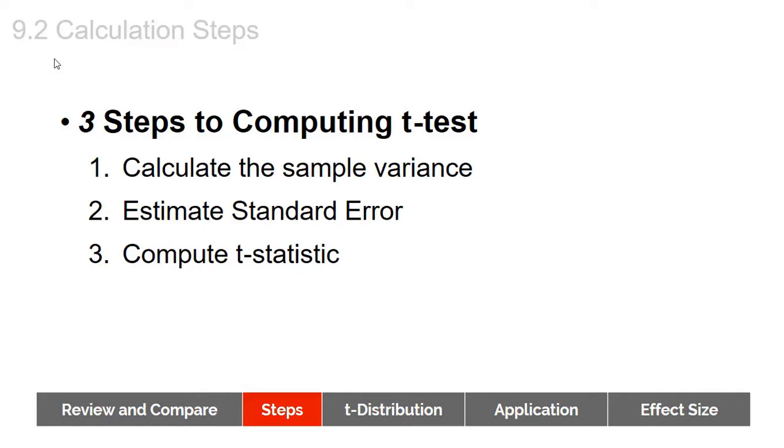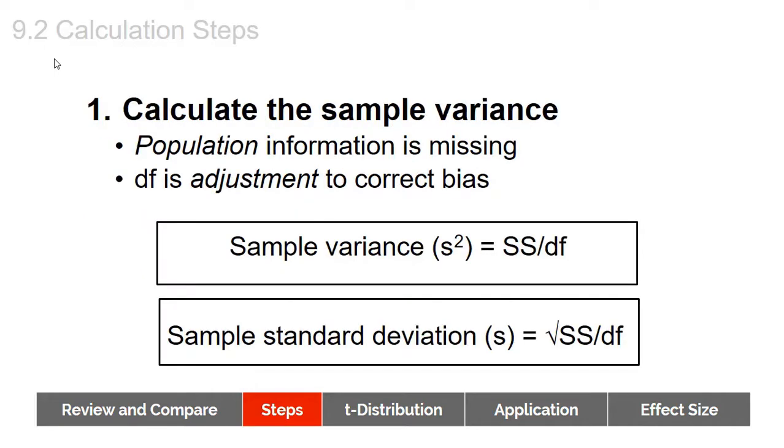There are three basic steps to computing a t-test. First, you're going to calculate the sample variance. You're going to estimate the standard error using that variance, and you're going to compute the t-statistic. So the first step is calculating the sample variance. Why do we have to do this? Because the population information is missing.